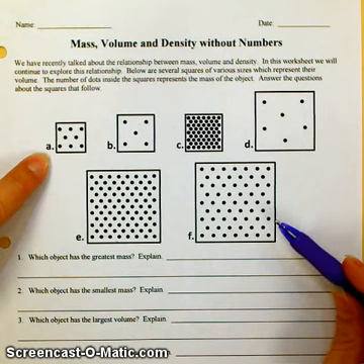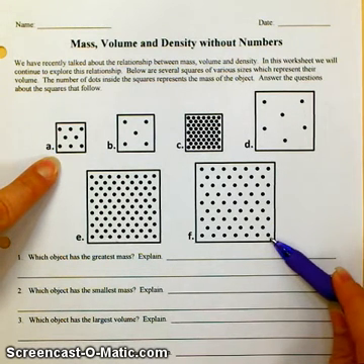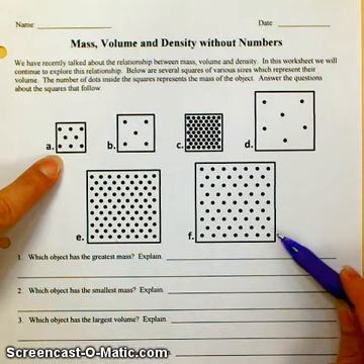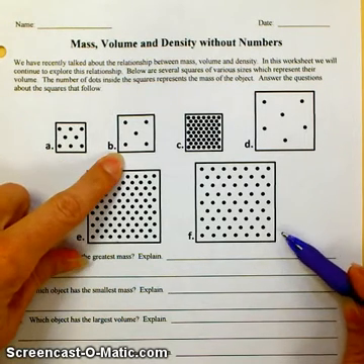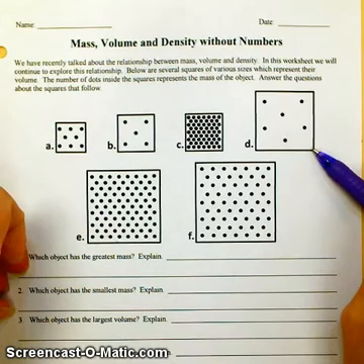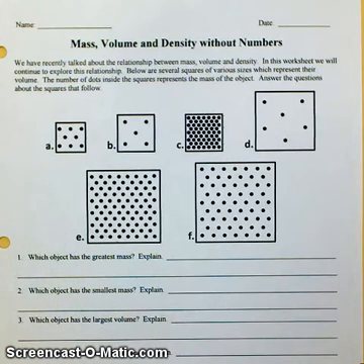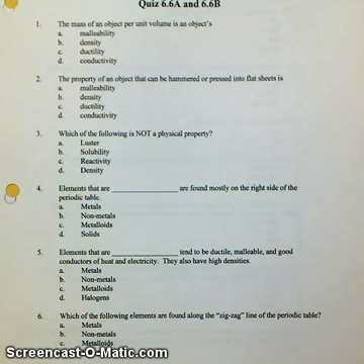A and F have the same density because it's about the same level of compactness. And then there's B, and then D is the least dense. Okay, so here we are at the quiz, and we're just going to go through the questions real quickly.